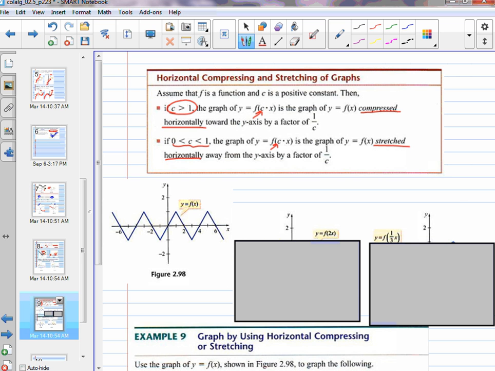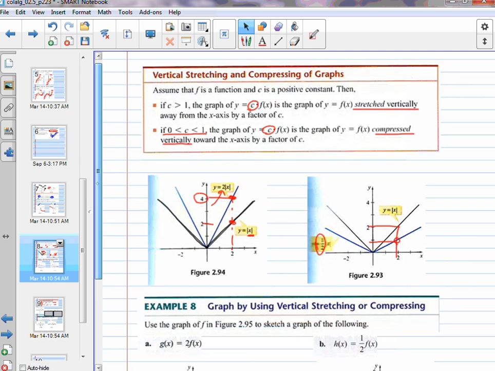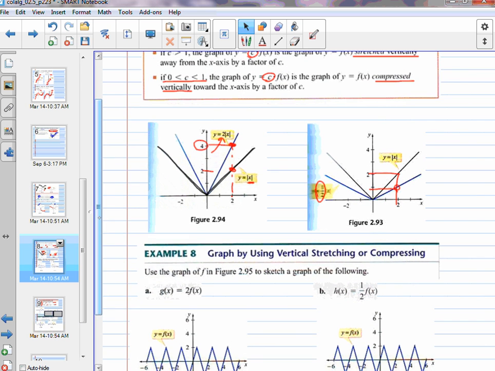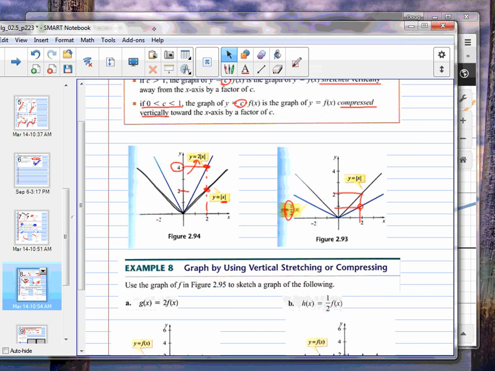So what if you compressed it horizontally and stretched it vertically? If I compressed it horizontally, it would make it narrower. And then what did you want to do? Stretch vertically. You'll just make it a lot bigger. That's exactly right.